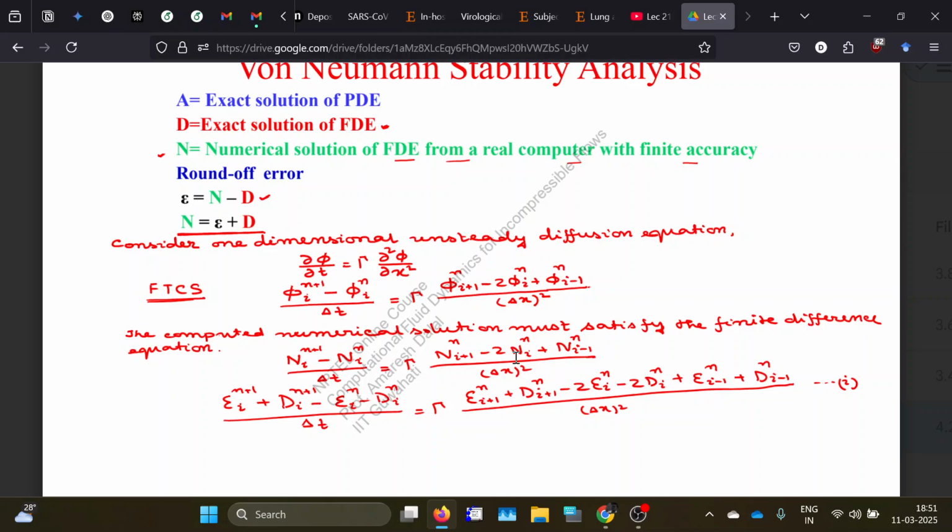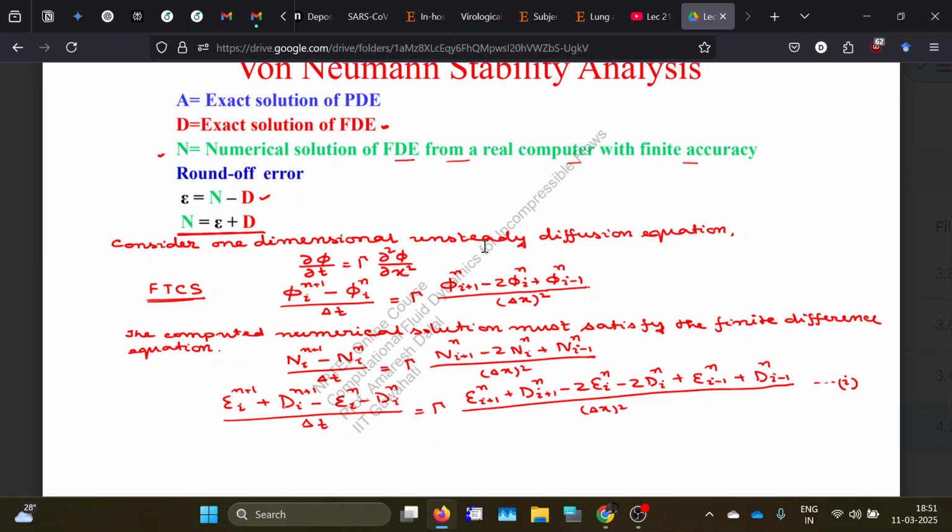Hello, can you see the screen now? Yes, yes. Okay, so from where did this philosophy come? Let's take a look at this example, the unsteady diffusion equation: ∂φ/∂t equals gamma ∂²φ/∂x².